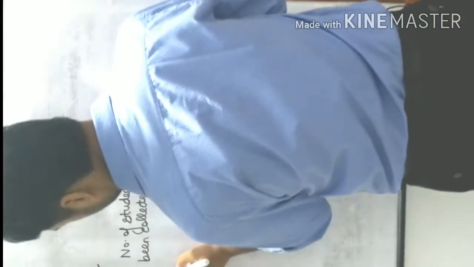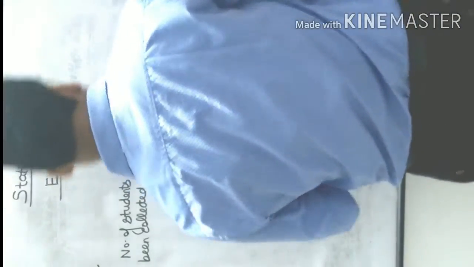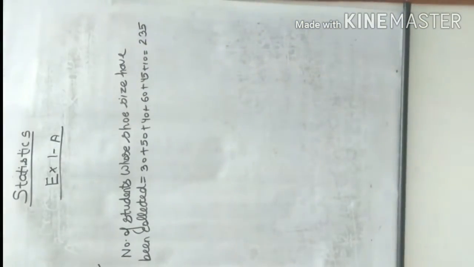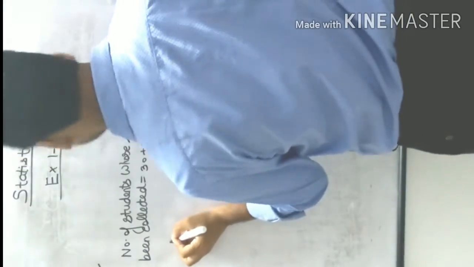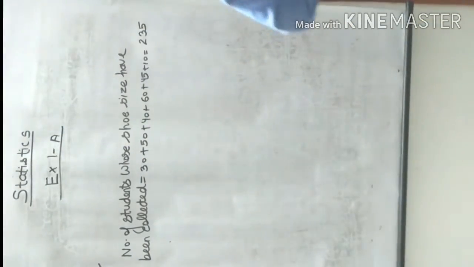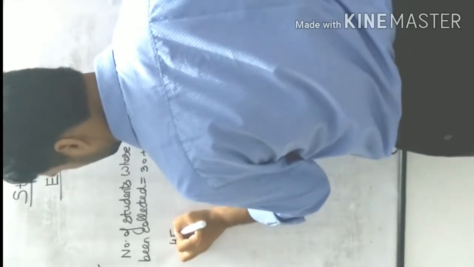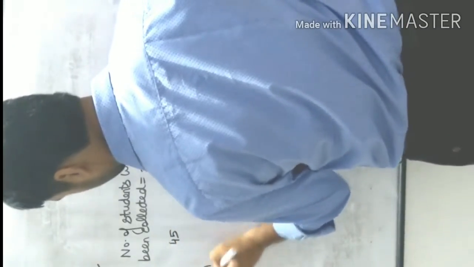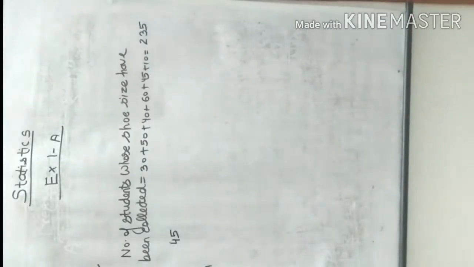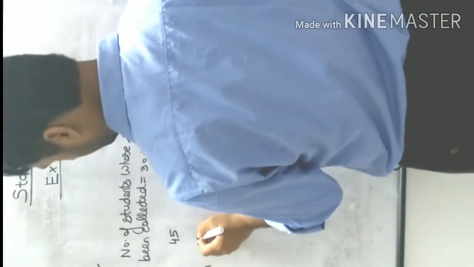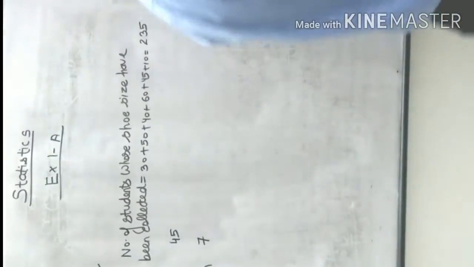Second part is saying, what is the number of students wearing shoes of size 8? From the table, we can find out. Wearing size 8 is 45. So 45 students are wearing shoe size 8. And third part is what? Which shoe size is required by maximum? You can see the bar. The bar is maximum for 60 students, and that is for 7. So shoe size is 7, worn by the maximum number of students.